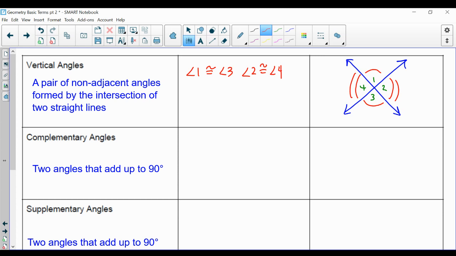Do you see the linear pair in there as well? I have some linear pairs. I'll write one of them out: the measure of angle 1 plus the measure of angle 2 is equal to 180 degrees. So this one's a linear pair. This here is a vertical angle.